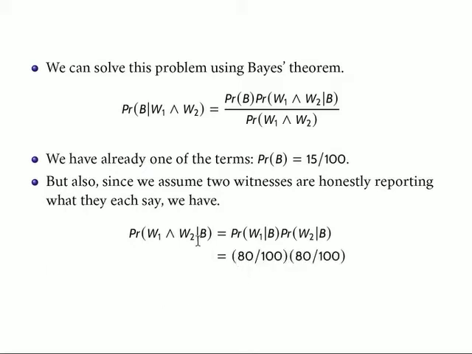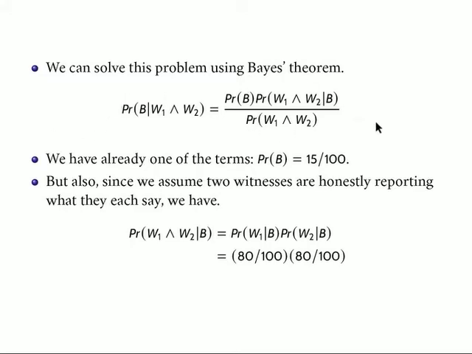But in any case, given this assumption that the testimony of the witnesses is independent, given the fact that it was blue, we know that the probability of the conjunction of W1 and W2 given B equals the probability of W1 given B times the probability of W2 given B. And since the witnesses are 80% reliable, that is just 80 over 100 times 80 over 100. So that means that so far from the question, we know the numerator.